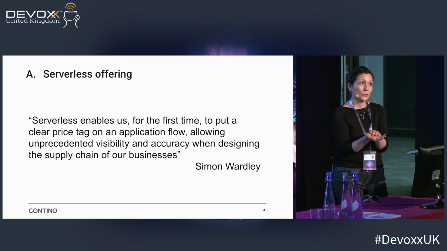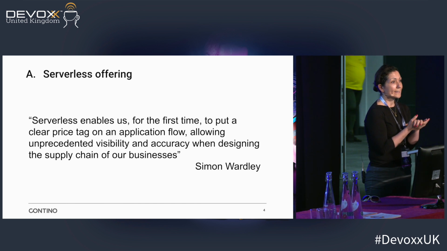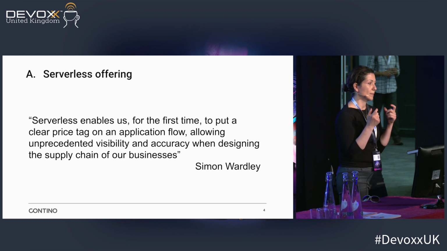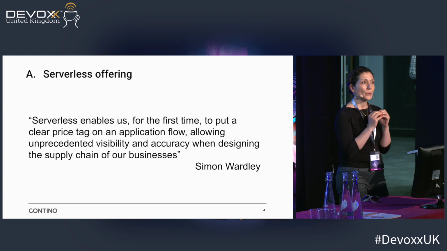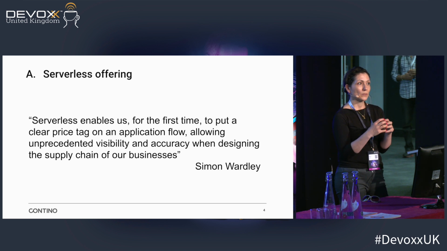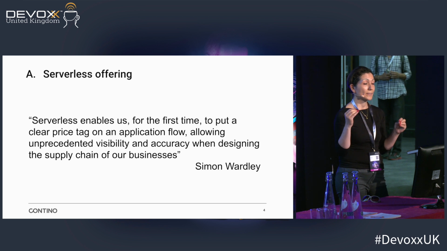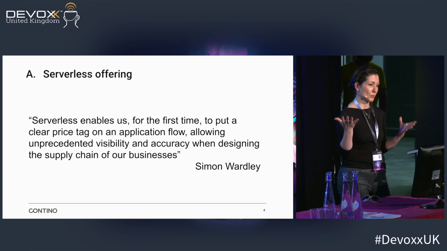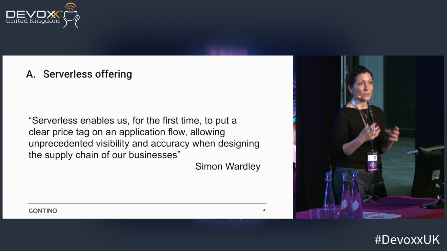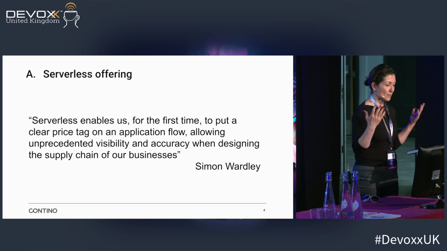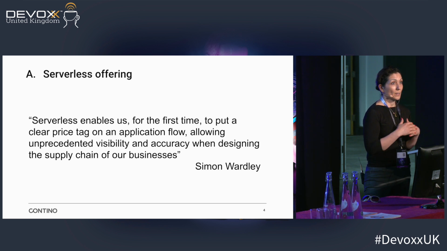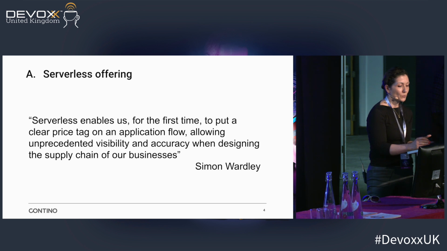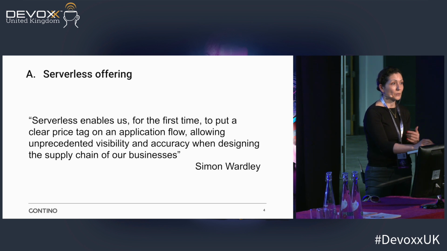The first one is the serverless offering. Simon Wardley, as he puts it, says it does enable you to put a price tag on what your application flow is. So it's the minimum granularity that you can detect and understand how much you are spending and how much your application requires for that specific business feature. It's awesome visibility, so the supply chain of your business can benefit from it. It's very useful in terms of getting the value out of what you put in.